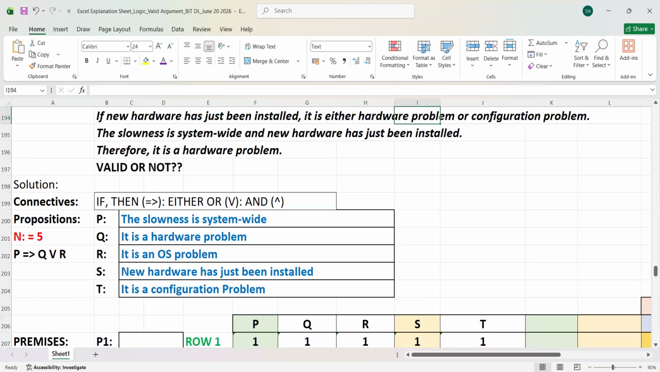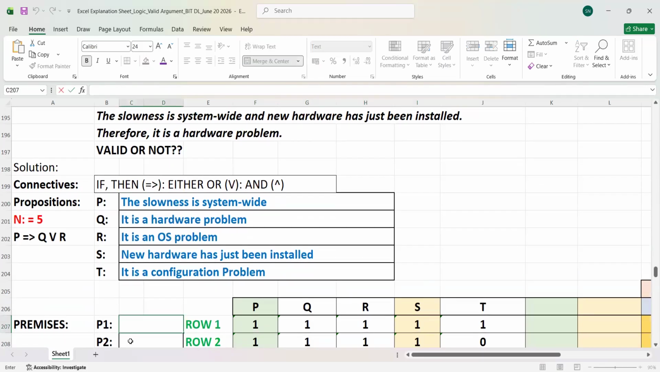P to Q. Okay, P conditional implies, and into brackets, Q or R is in the bracket. Good, into bracket Q or R. Yes, that is very good. It's very, very good.